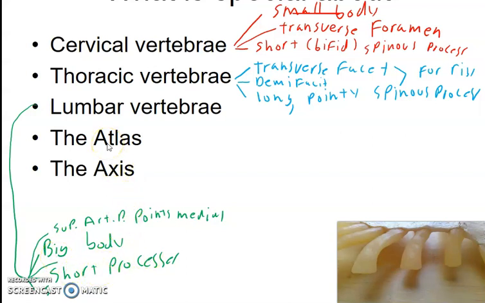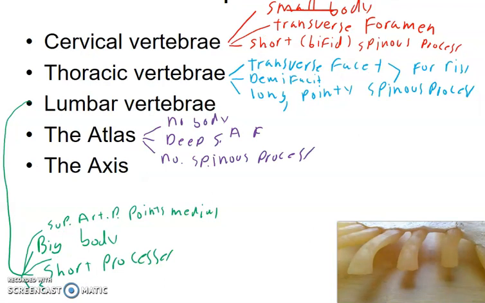Okay, what about the Atlas, the titan who holds up the sky, not the world? So, it ain't got no body. Don't tell the English teachers I said that. Deep superior articulating facet for the occipital condyles and no spinous process. The axis has the dens.